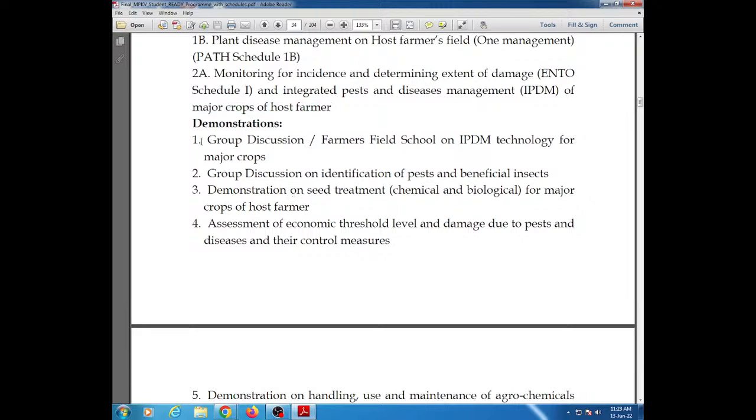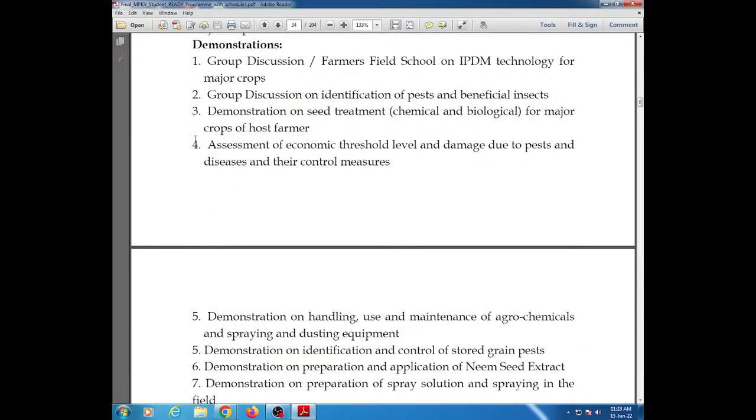Then the demonstrations which fall under the plant protection interventions. First is the group discussion or farmer field school on the topic of IPDM technology for major crops. What is IPDM? Integrated Pest and Disease Management.